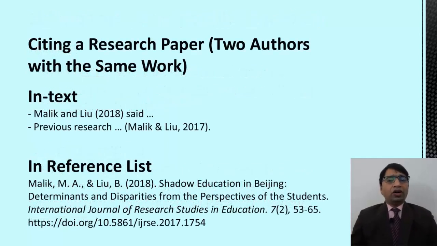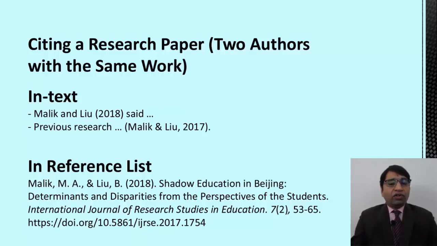Okay, now the second situation can be that you're citing a research paper with two authors. In that situation, the in-text citation, when it comes to a continued sentence, would be Malik and Liu. You can see we are using the word "and", not that sign. And after that, after a space, would start the small bracket, the year of publication, which is 2018, small bracket close, and then you continue with the sentence.